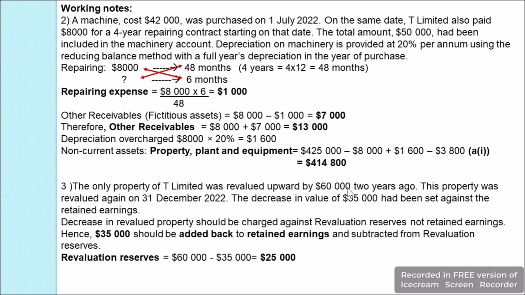Now we have a third bit of information which states that the only property of T Limited was revalued upward by 60,000 2 years ago. That is, only property was revalued, plant and equipment was not revalued upward. So this revaluation reserve is only for property. This 60,000 was only for property.